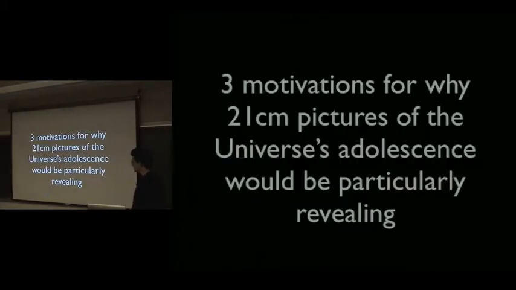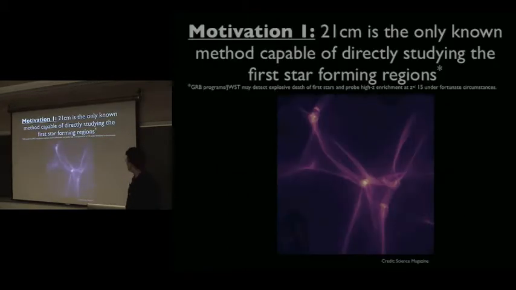Just to motivate things a bit further, let me provide 3 more motivations for why 21 centimeter pictures could be particularly interesting. The first motivation is, I claim that 21 centimeter is really the only method that we know of that's capable of directly studying the first star-forming regions. Even our future space telescope, the James Webb Space Telescope, will only be sensitive to accumulations of hundreds of thousands and millions of stars. Whereas, as I'll show you, 21 centimeter is potentially sensitive to more diminutive stellar populations that we think exist in the early universe.